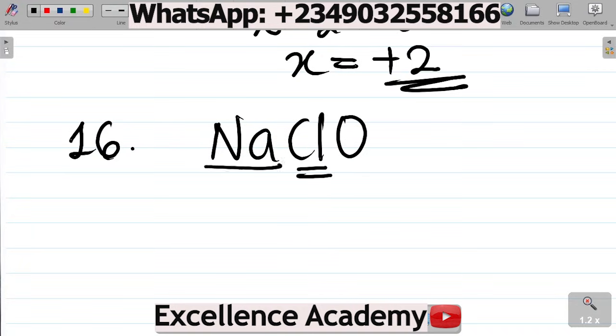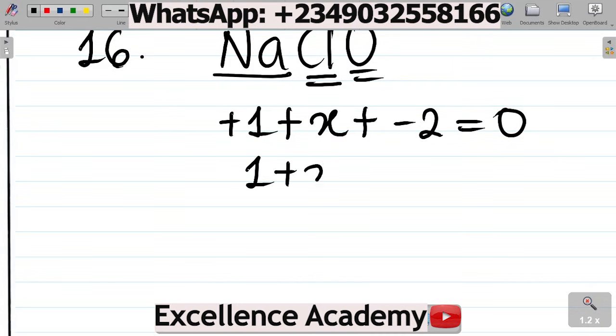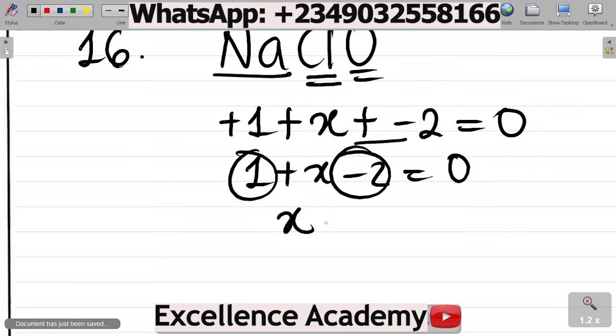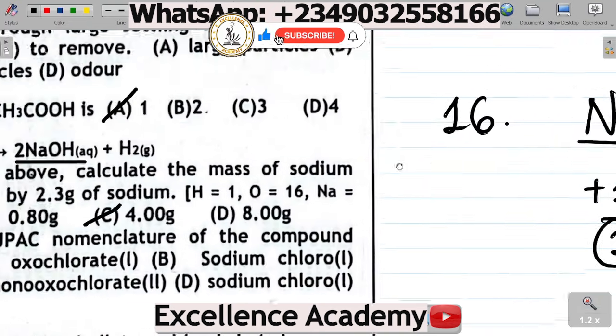For sodium, we know that it's +1, plus for chlorine, we'll assume it to be an unknown, X, plus for oxygen, its oxidation number is -2. Equate this to 0. This will give you 1 plus X plus -2 equal to 0. You have X, 1 minus 2 is -1, equal to 0. X equal to -1 crosses over and becomes +1. That means the oxidation number of chlorine here is 1. Now go back to the options here.